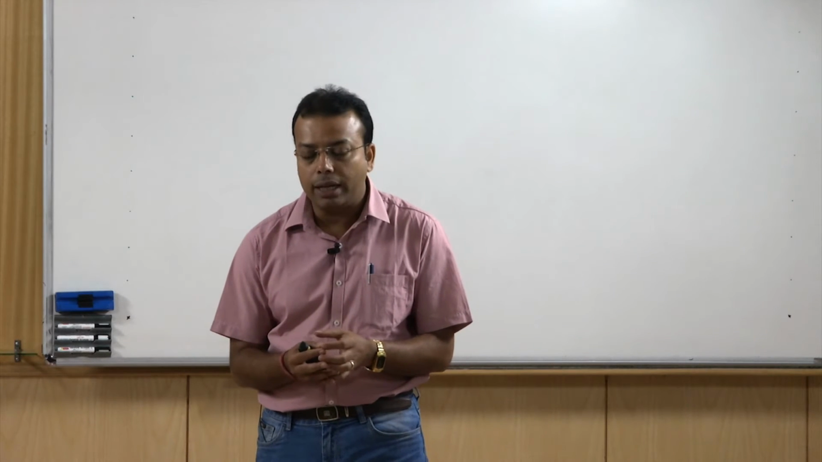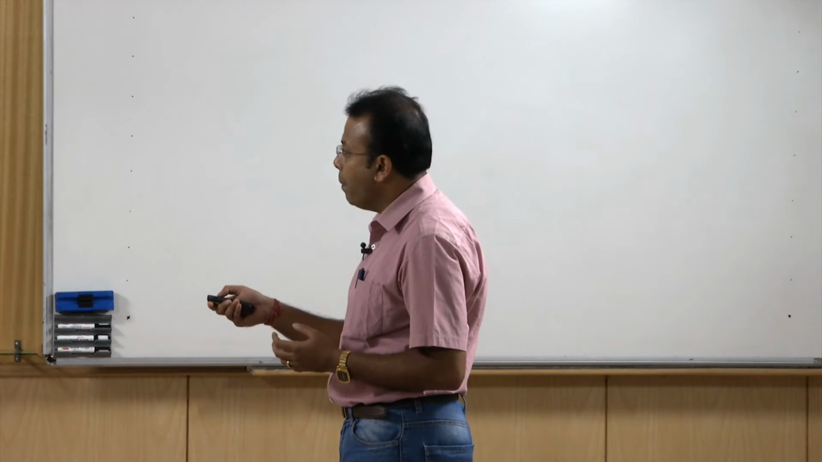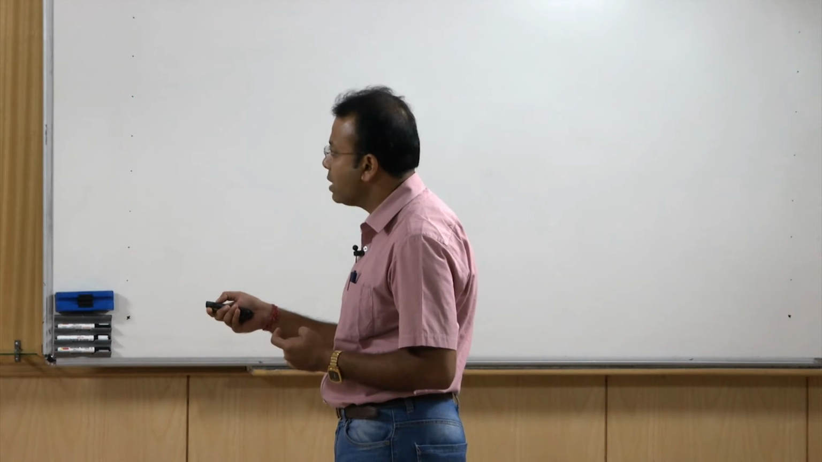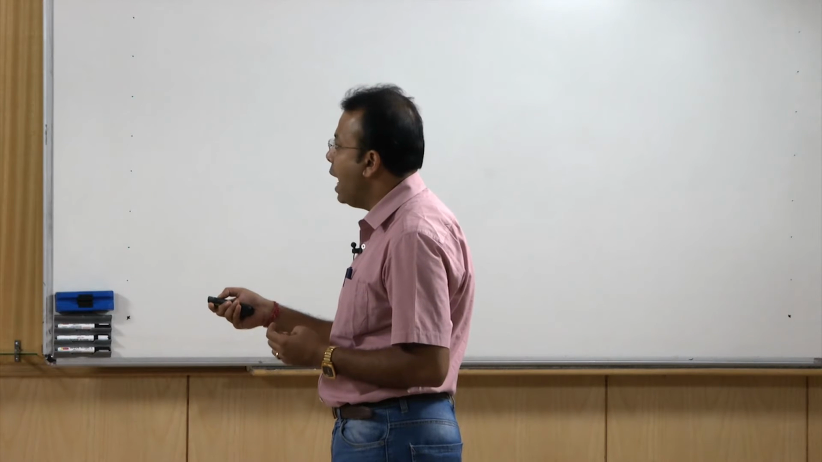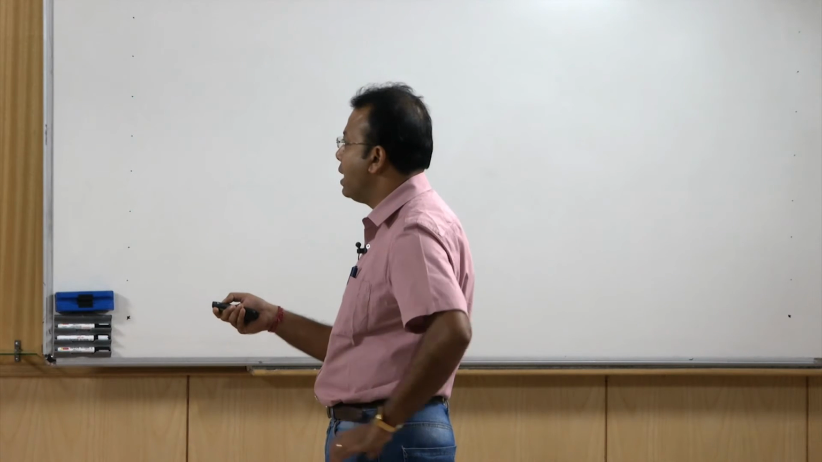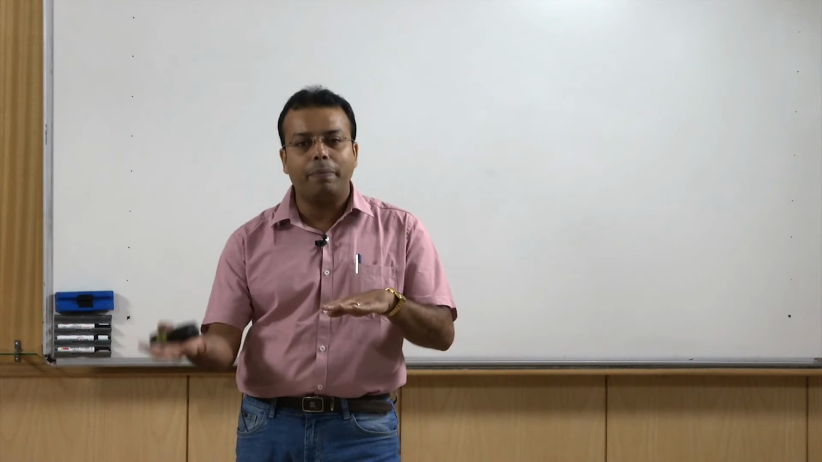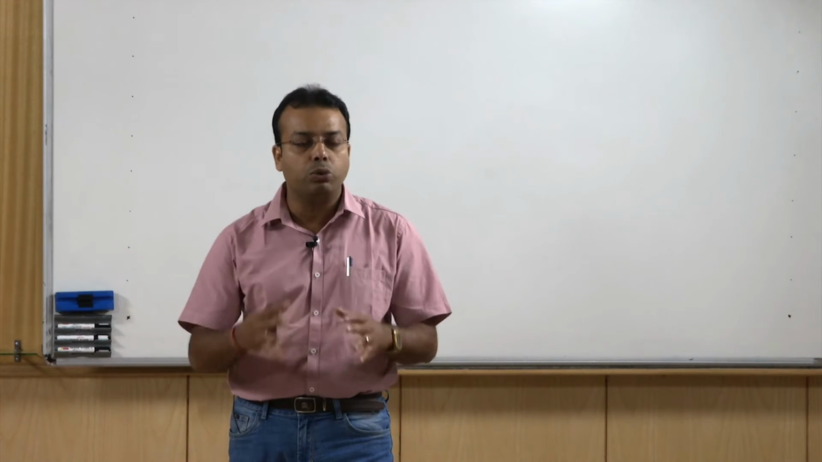So, actually there are two different concepts. One concept is called matrix reinforced, where the reinforcing phase is within nanoscales, and another one is called layered coatings, where the thickness of individual layers is within nanoscale dimensions. So, here the top one is a composite type in which we are incorporating some kind of nanoparticles. It is mixed with some polymers or maybe some metals, then it prepares a composite coating material, then that material we are applying onto our substrate to do the coating.